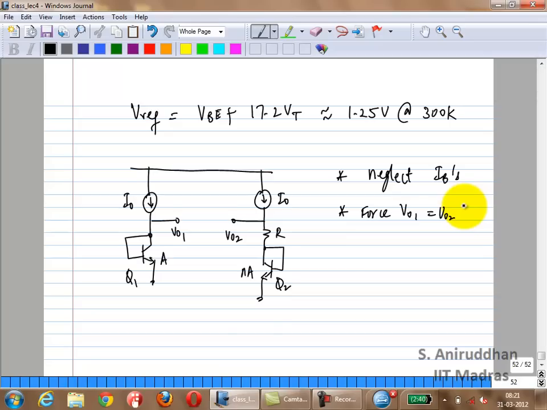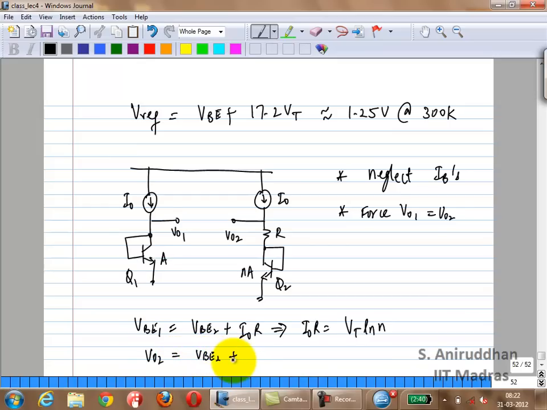Suppose you do this. Then we can find out VBE1. We just write the relationship. We know VO1 is VO2. In this case, it's nothing but I naught R is VT ln N. What is VO2? VBE2 plus I naught R, which is VBE2 plus VT ln N.